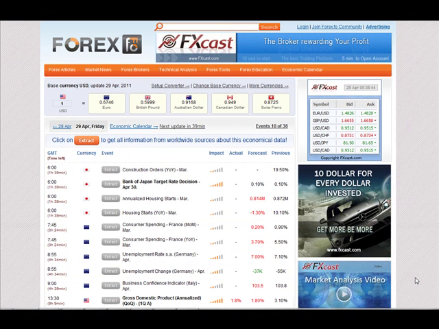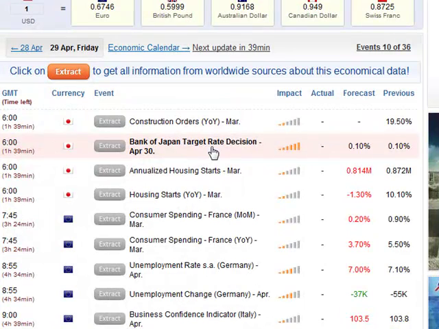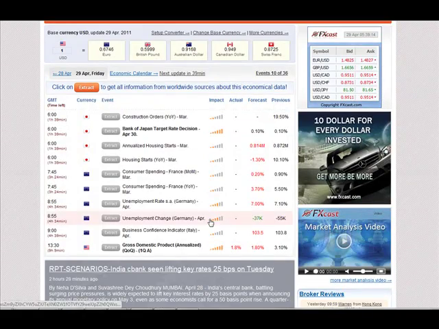Okay, as we pull up our economic calendar, we can see a couple things right off the bat. We can see the Bank of Japan with their target rate decision. This is certainly a high impact release. Also for Germany, we have the unemployment rate. And then we come all the way down, and in the United States, we have the GDP announcement. So we have three high impact releases that will affect our trade.